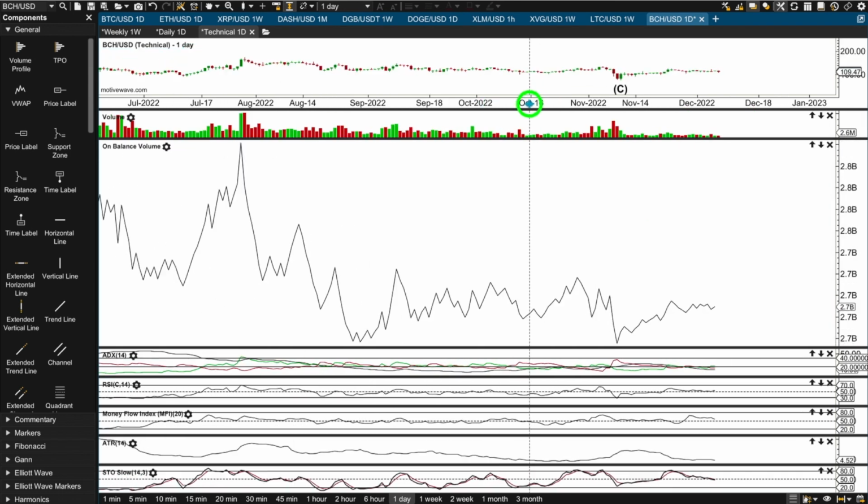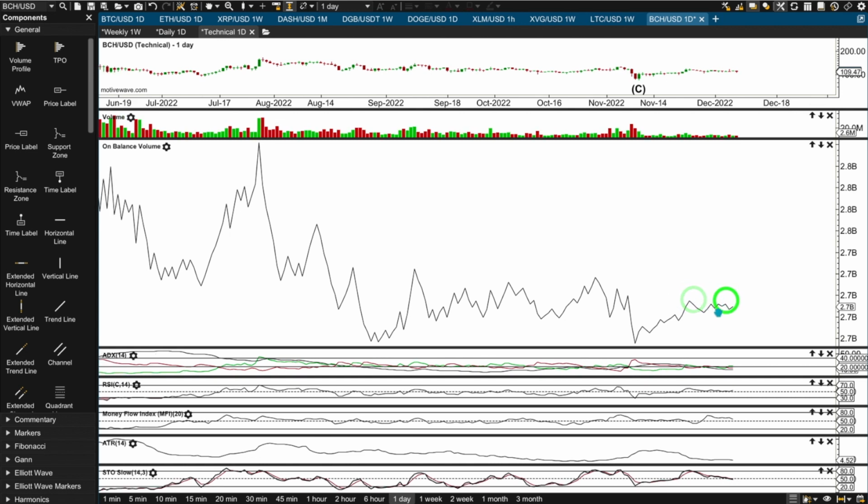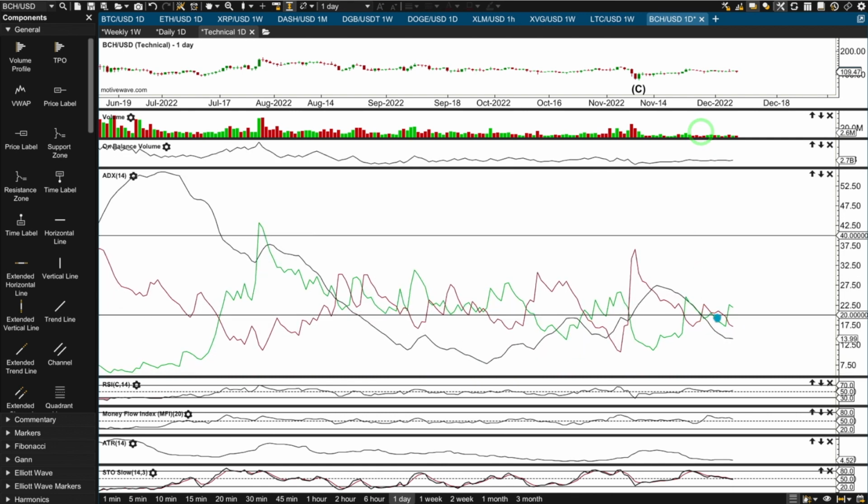On balance volume does not exhibit bullish divergence at the daily chart level. It also has a small range, like it did on the last chart. For the weekly chart, you could draw a resistance line here, a support line here, and wait for a breakout for a short-term signal. ADX is indicating no clear trend.